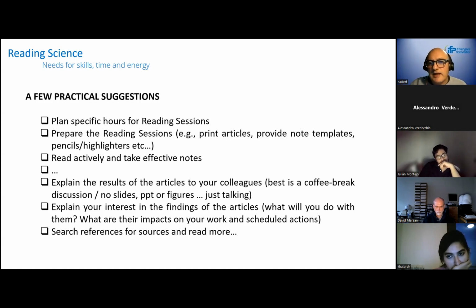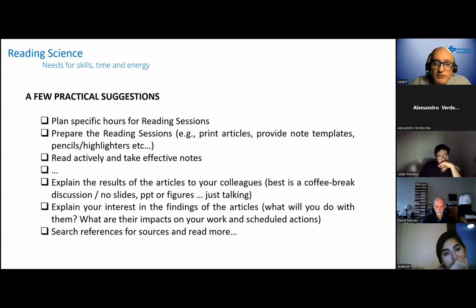Read actively and take effective notes. Read actively, it means that when you are reading the sentences, you understand what you read. If you don't understand, you stop and you try to understand before you continue. And it will help a lot if you take notes.